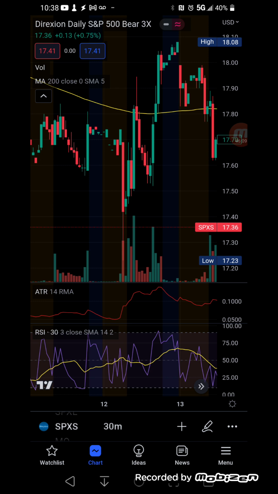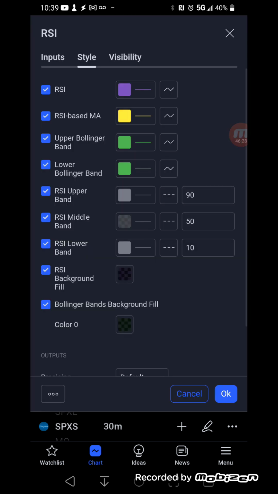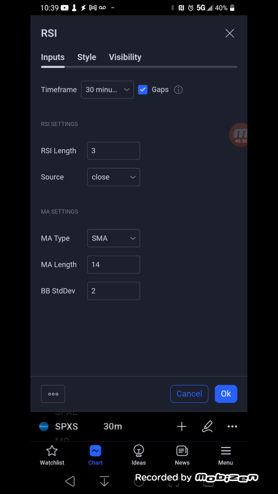This is a very long video. RSI, so let's go back to the RSI, something that you have to look up. Let's look at this. When you set up the RSI, you have to set it like this. RSI length 3, time frame 30 minutes. Set it exactly like I have it.